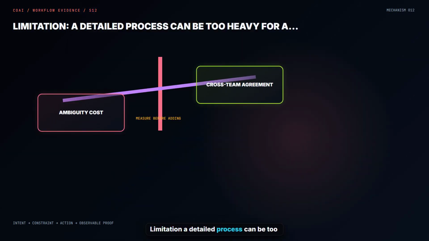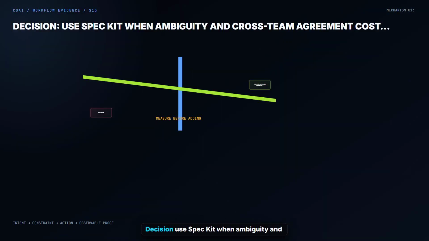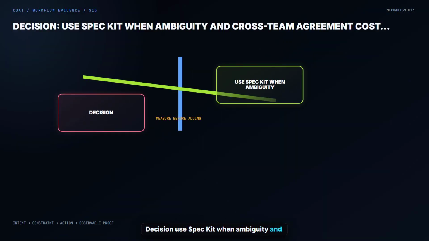Limitation: a detailed process can be too heavy for a 2-line fix, and a beautifully formatted specification can still encode the wrong product decision. Use Spec Kit when ambiguity and cross-team agreement cost more than the ceremony.